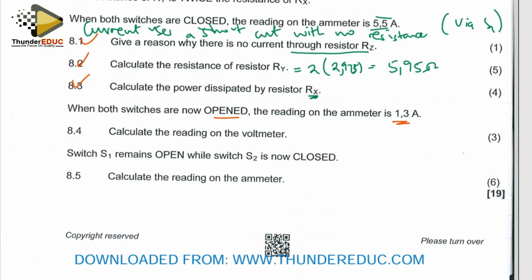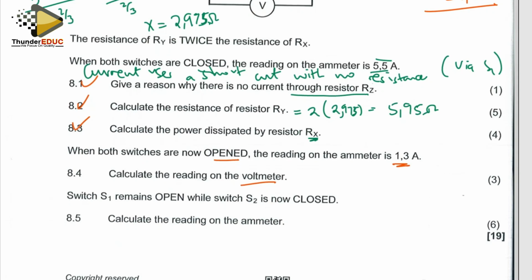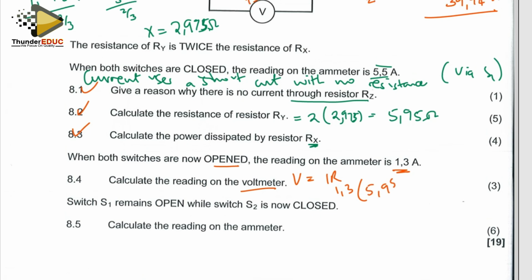Okay, so what do they want? They want the reading on the voltmeter. But we know that the voltmeter is only connected across RY. So what I'll do, I'll just say my V is equal to IR from Ohm's law. So that's 1,3 multiplied by the RY, which was 5,95. Okay, 1,3 multiplied by 5,95, that gives me 7,74 volts.